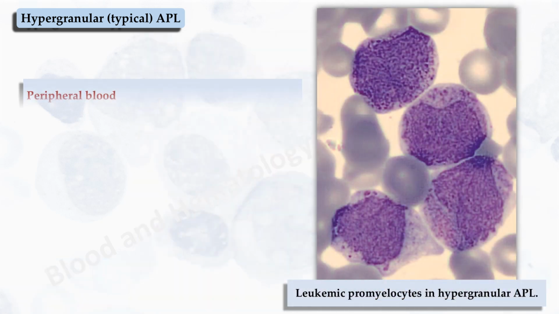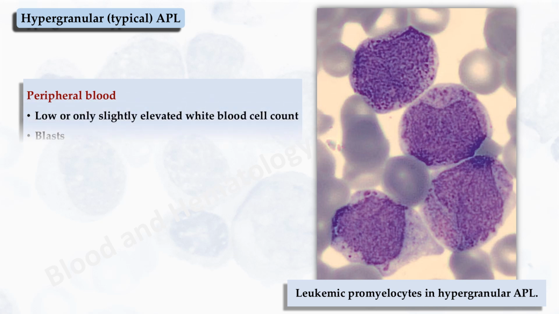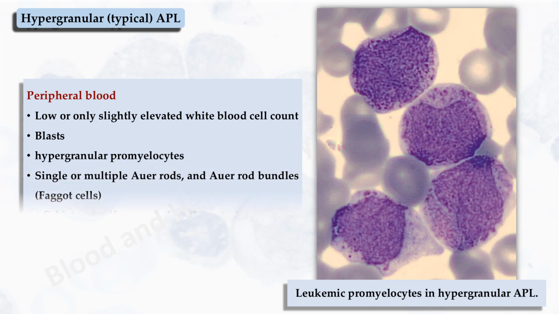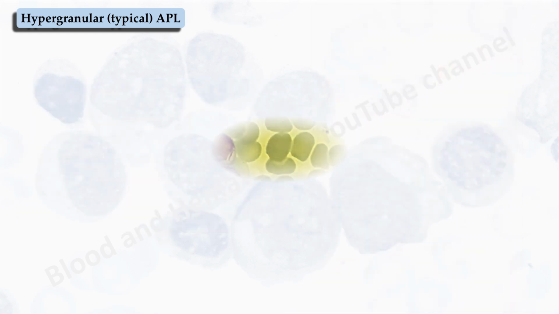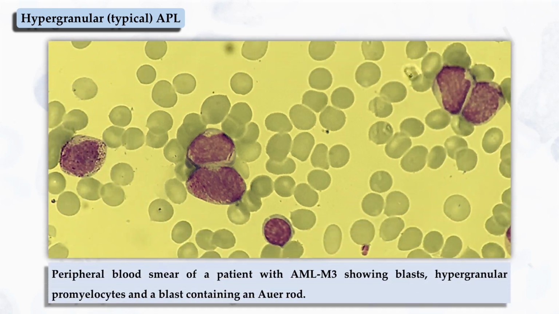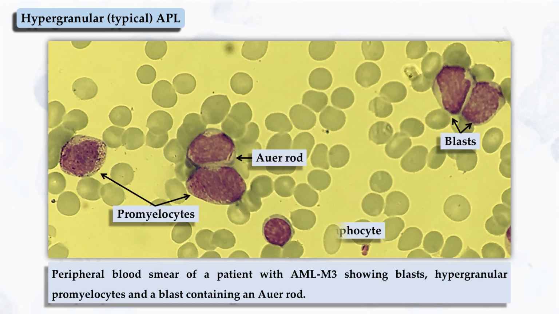In hypergranular APL, white blood cell count may be low or only slightly elevated. In peripheral blood, blasts and abnormal promyelocytes are present, and most promyelocytes have heavy granulation. Giant granules, single or multiple Auer rods, and Auer rod bundles are common. Schistocytes or fragmented erythrocytes also may be present. Peripheral blood smear of a patient with AML M3 showing blasts, hypergranular promyelocytes and a blast containing an Auer rod.